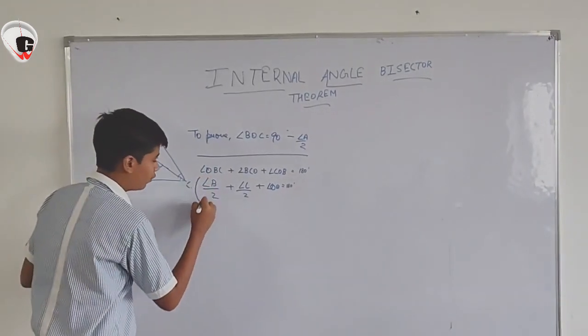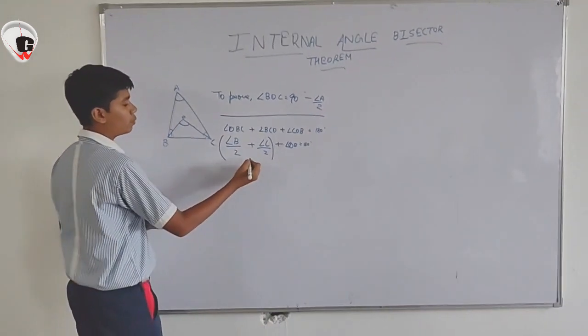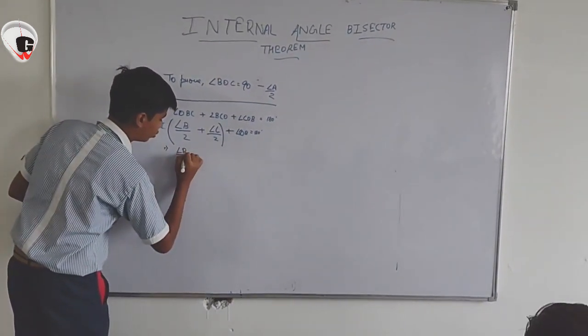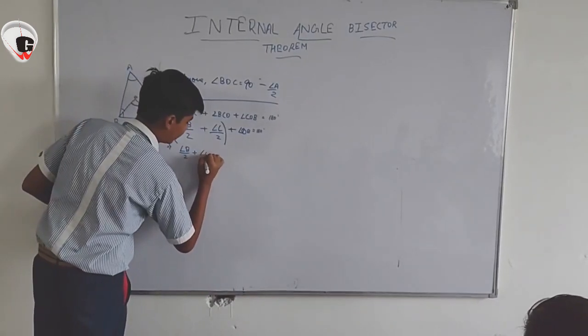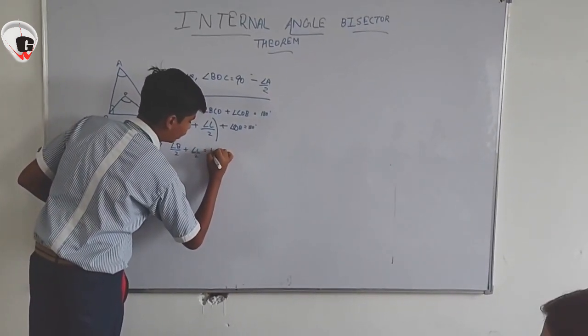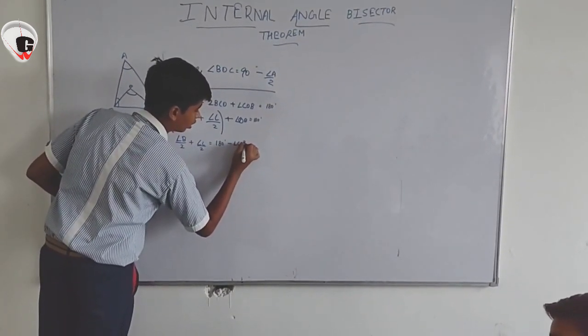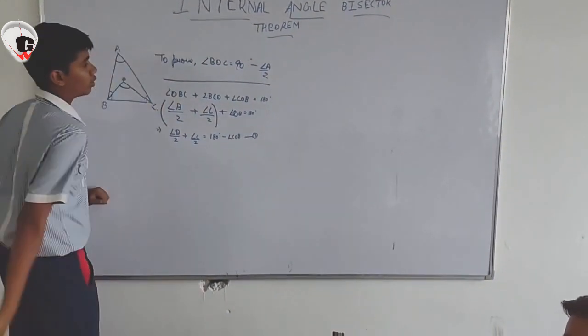Here, we want to get the value of angle B by 2 plus angle C by 2. If we do so, we get angle B by 2 plus angle C by 2 is equal to 180 degree minus angle COB. This is the first equation here.